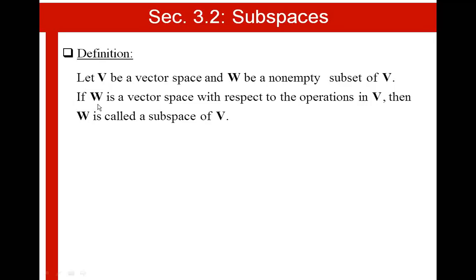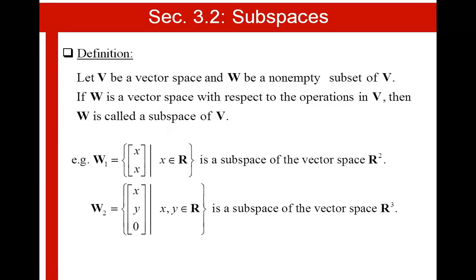of V. In other words, in order for W to be a subspace of V, it must inherit all the rules and properties that we talked about before in section 3.1. It must respect all these properties in order for it to become a subspace of V.